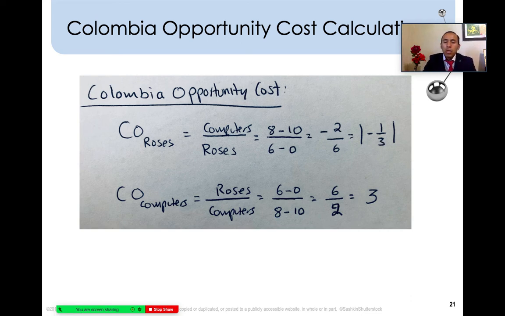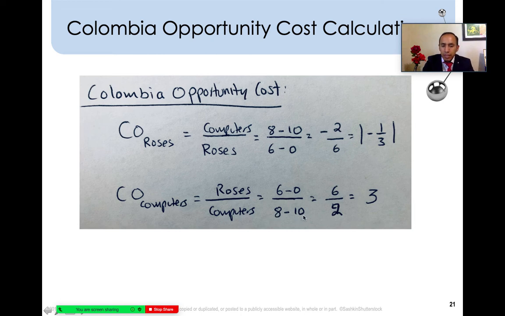What about if Colombia produces computers? Well, you have to now invert the analysis. You're producing 8 computers minus 10, which is the original maximum point. Again, it's the maximum point.